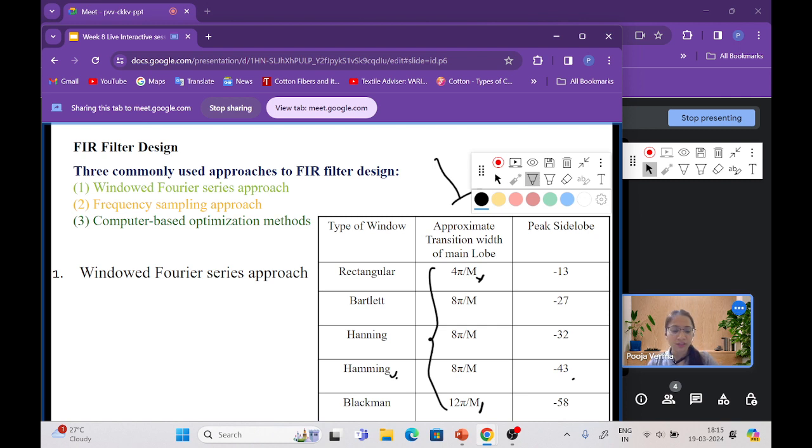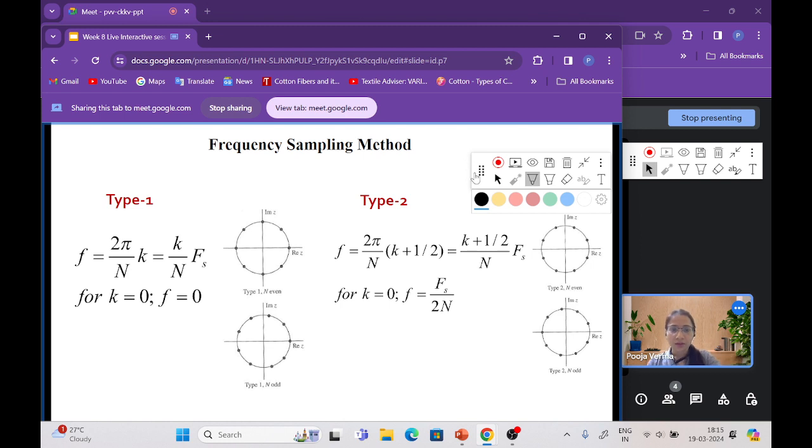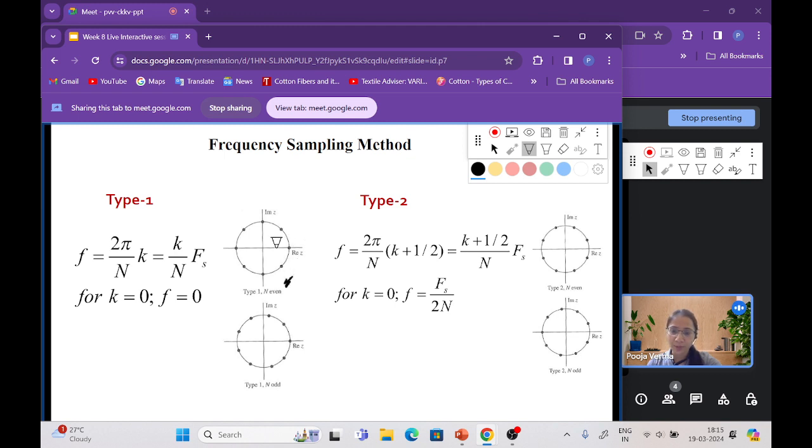Another approach for designing an FIR filter is the frequency sampling approach. In the frequency sampling approach, there are two types, type 1 and type 2. In type 1, there are also cases when N is even and N is odd. When N is even, this is the Z transform of the impulse response, and this is the ROC of the Z transform. When N is even, the points must be symmetrical about the real and imaginary axes. When N is odd, the points are not symmetrical: you can see the number of points here is 3, here 2, 2, then 3, 2. When N is odd, one point must be at this point.